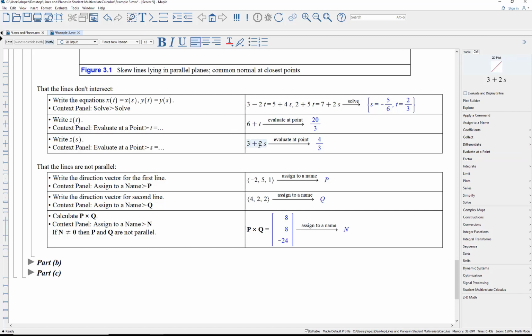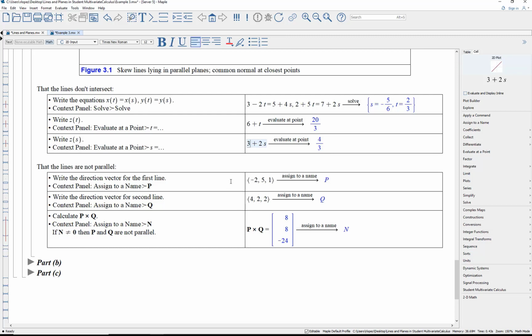You do the same thing for the other line. Plug in the value for s. If these 2 numbers were the same, then the 2 lines would have the same height at that point, and they would cross. They would actually intersect, but they don't. One is higher than the other.